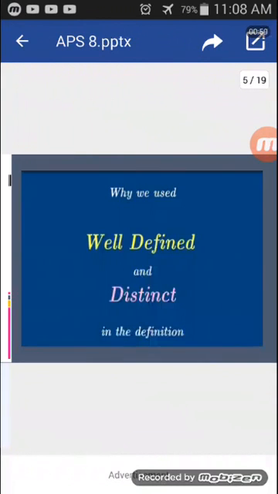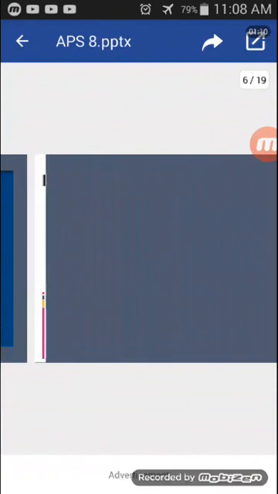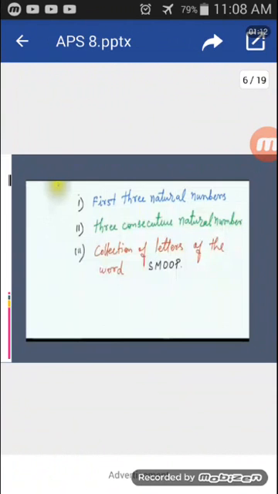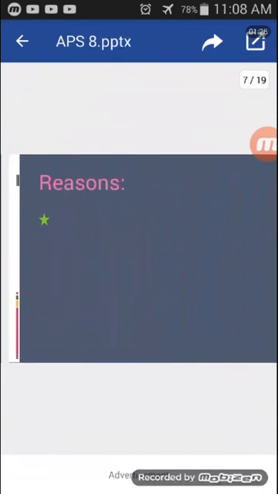So why do we use well-defined and distinct in the definition? These are two different words, but they are the most important words in the definition. There are some examples. The first one is the first three natural numbers. The second example is three consecutive natural numbers. And the third example is the collection of letters of the word smooth.